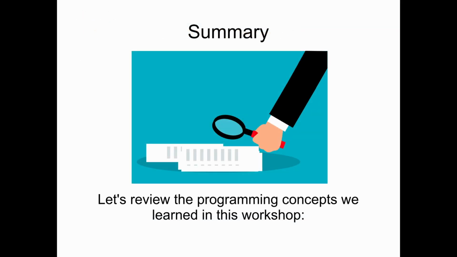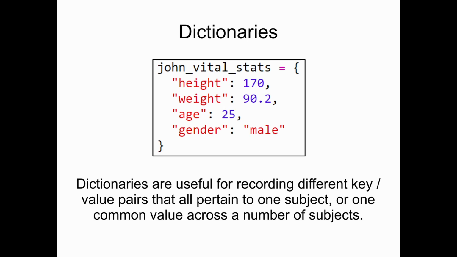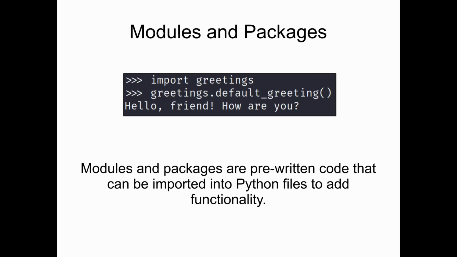Let's review the programming concepts we learned in this workshop. Dictionaries in Python are similar to other container objects, such as lists, except that data stored in dictionaries are pairs of keys/values, as opposed to individual items. Dictionaries are useful for recording different key/value pairs that all pertain to one subject, or one common value across a number of subjects. Modules and packages are pre-written code that can be imported into Python files to add functionality.